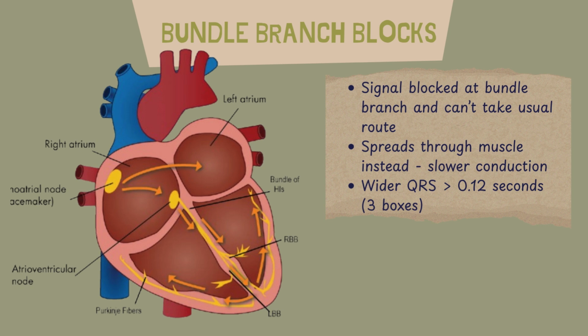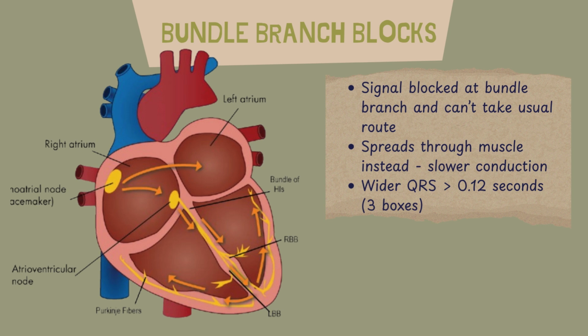Next, let's talk about bundle branch blocks, or what happens when the highway splits and one lane is closed. Normally, after the AV node, the electrical signal travels down the bundle of His and then splits into right and left bundle branch, heading to the right and left ventricles simultaneously. If both branches work properly, the ventricles depolarize together, and then the QRS stays nice and narrow.